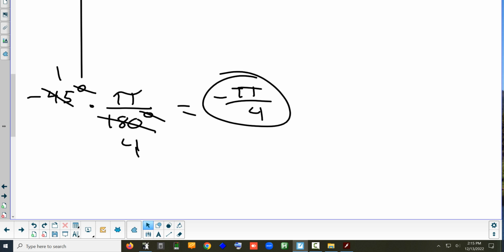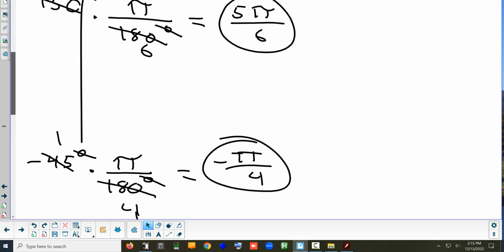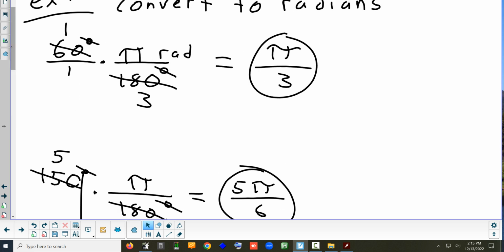So if negative 45 is negative pi over 4, what do you think 45 is? Positive pi over 4. Any question on that one? So these are what we call exact answers. You're not plugging anything in, you're not writing a decimal. Let's do one where we round.